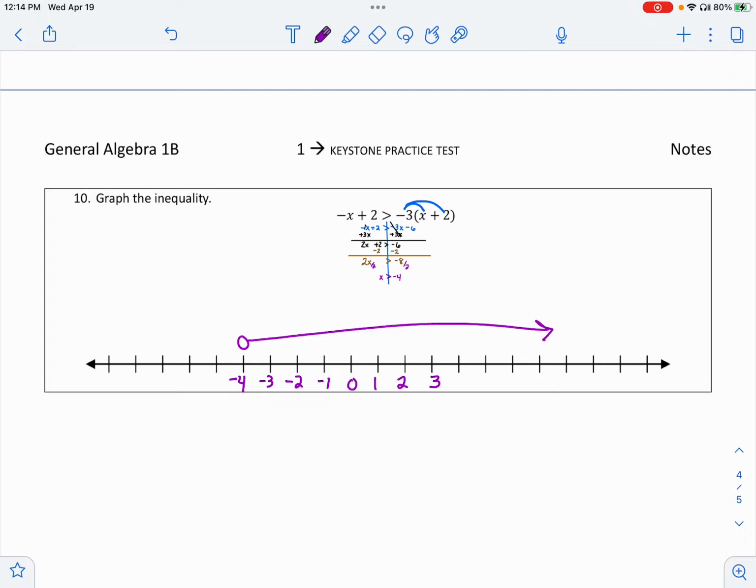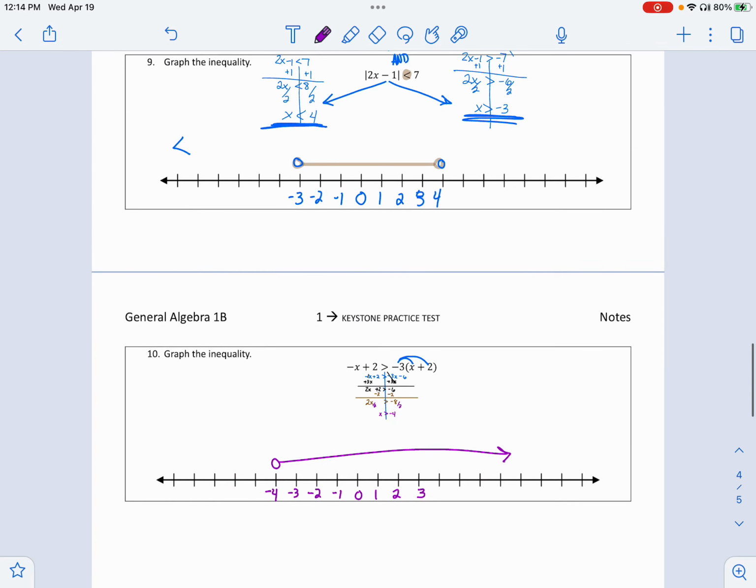And that takes care of the first 10 problems on the practice Keystone test that were given. Now you have 10 problems to do that are identical to these. I just changed the numbers or changed the problems or the word problems.